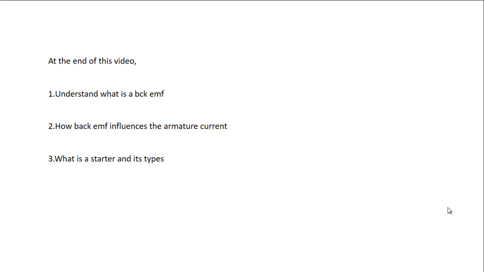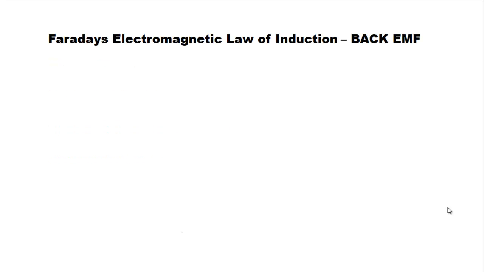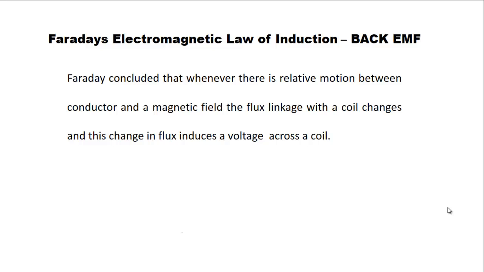Before getting into all these points, let us understand what is Faraday's electromagnetic law of induction. When there is a relative motion between a conductor and a magnetic field, a voltage is induced. This concept is responsible for producing the back EMF in a DC machine. Faraday concluded whenever there is a relative motion between a conductor and a magnetic field, the flux linkage with the coil changes, and this change in the flux induces a voltage across the coil.